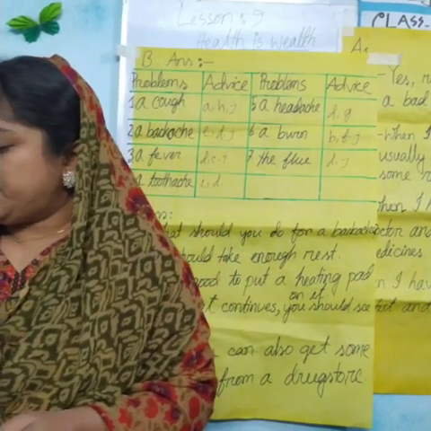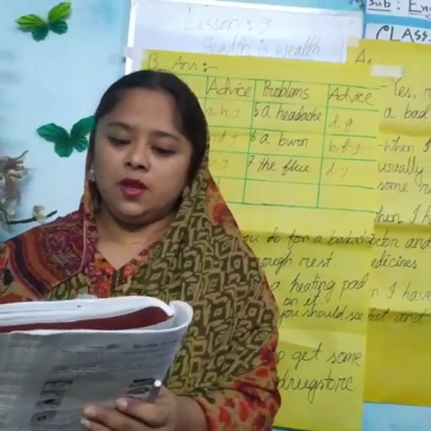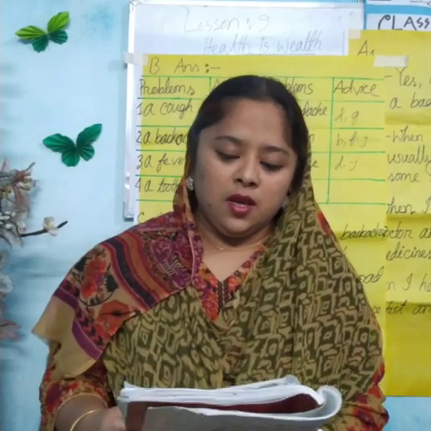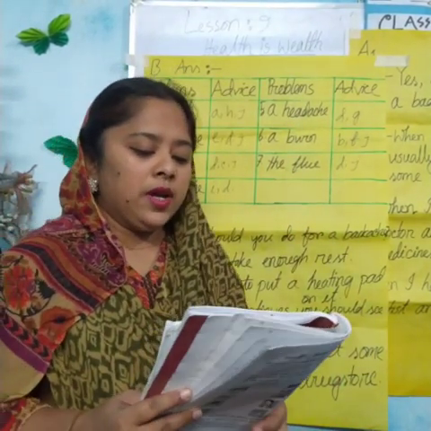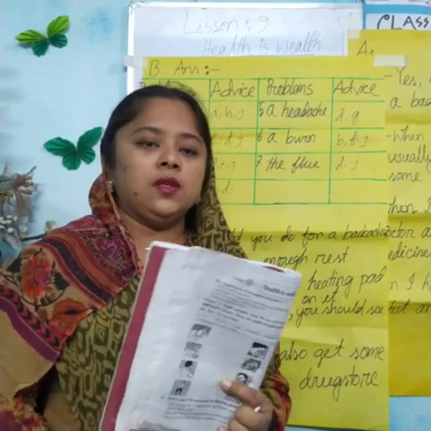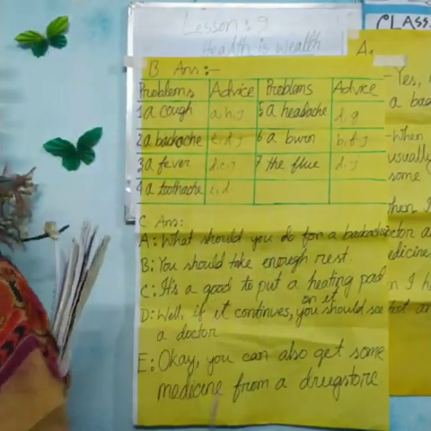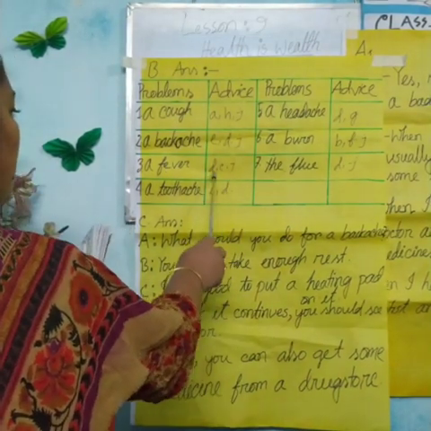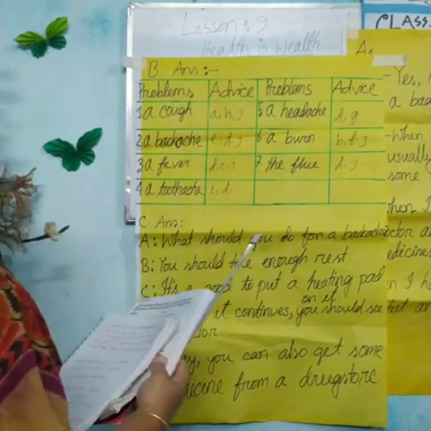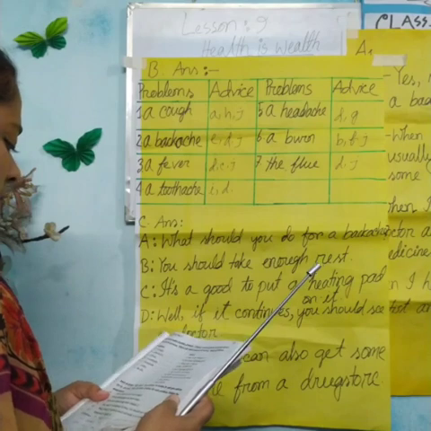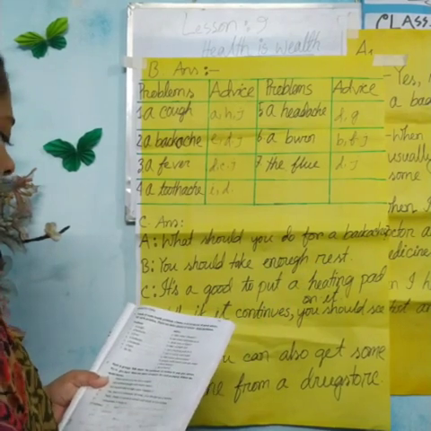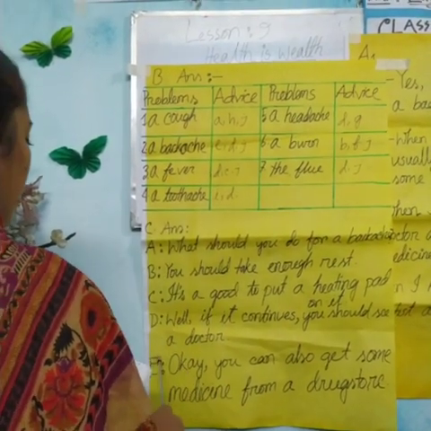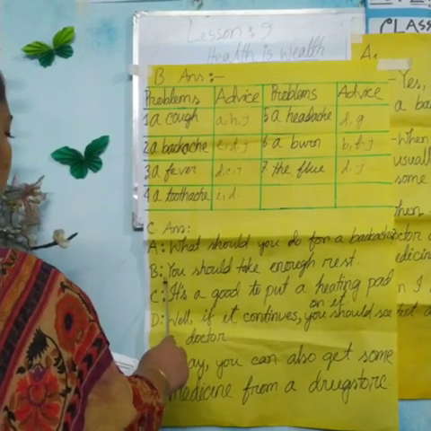In the case of fever, we can say, what should you do for a fever? For a fever, here we have written D, C, J. That means B: take enough rest. C: drink lots of liquid. J: see a doctor. So we can write here according to the numbers B, C, D.